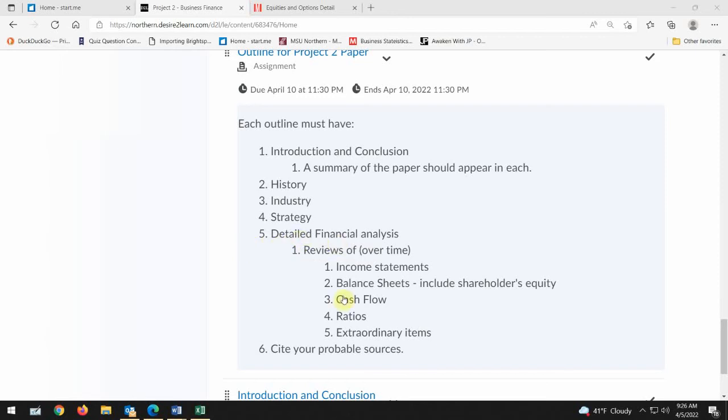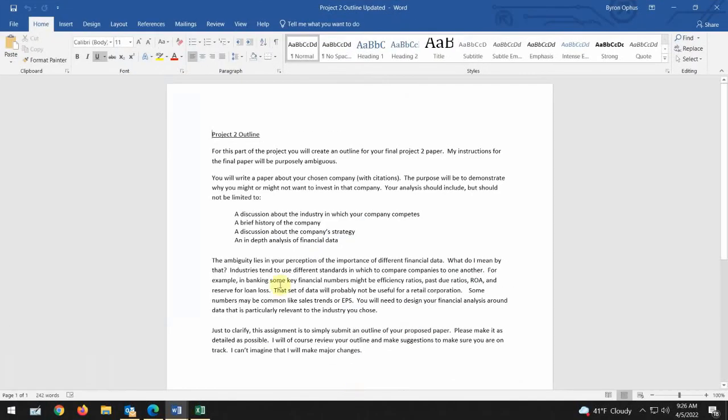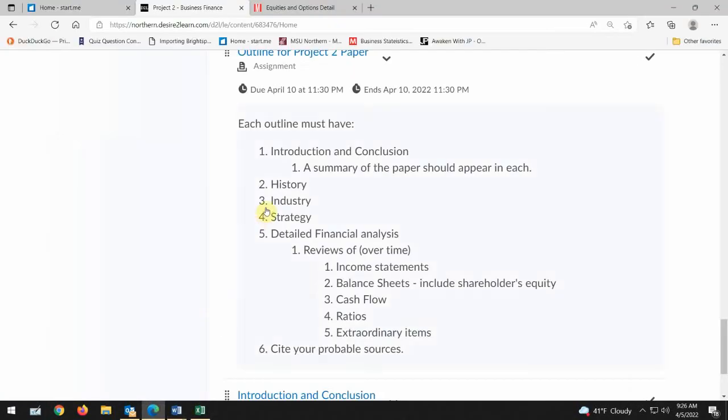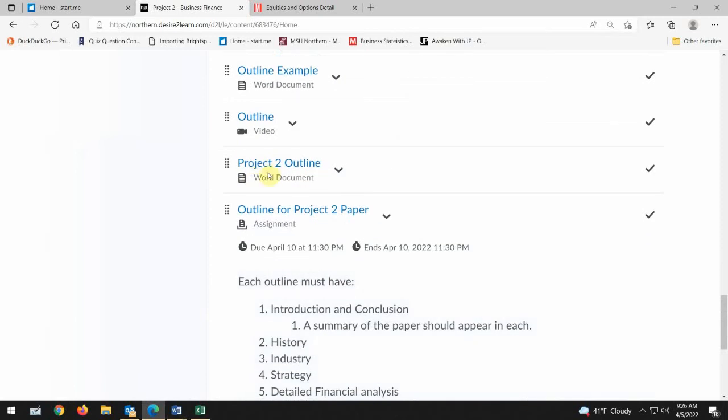Then we get into the detailed financial analysis, and of course this should be the main point of the paper. And in that, right, you're going to provide some reviews of, and I put over time these things, right? Perhaps the income statements, the balance sheets, the cash flows, some ratios, and some extraordinary items. I want to point this out in the actual assignment, which is located under the content section 2, this one right here.